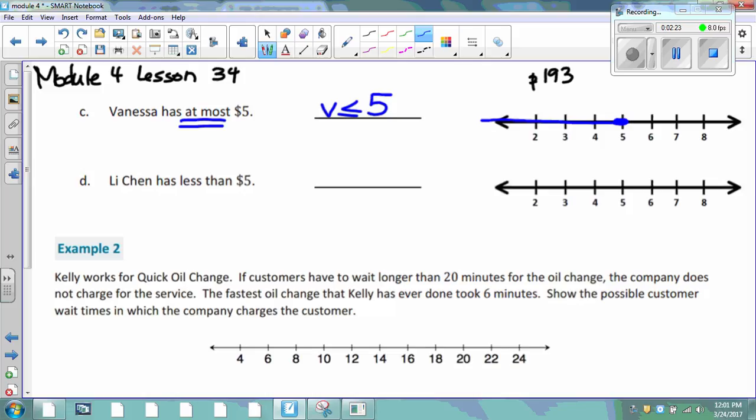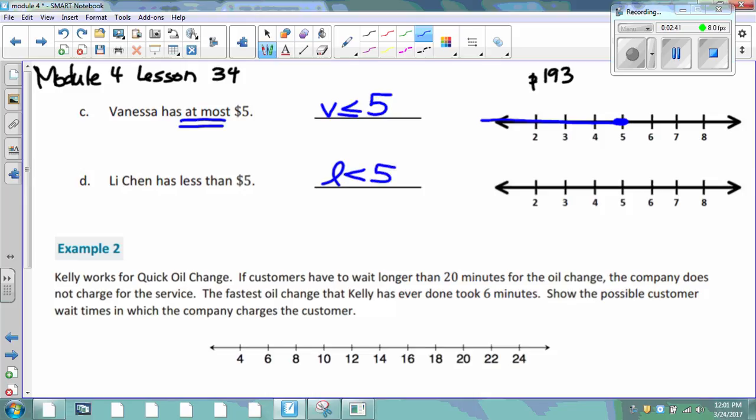All right, let's take a look at the next one. Lee Chen has less than $5. Let's put L for Lee Chen. And what symbol am I going to put there? Less than. Okay, so L is less than 5.